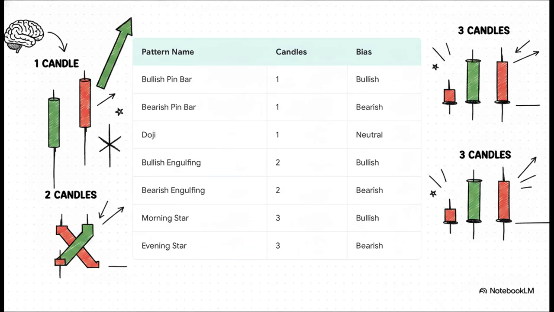So, all these crucial points are summarized right here for you. Honestly, I'd take a mental screenshot of this cheat sheet. From the one-candle pin bars all the way to the three-candle stars, these 7 core patterns are your foundational vocabulary for reading market sentiment.